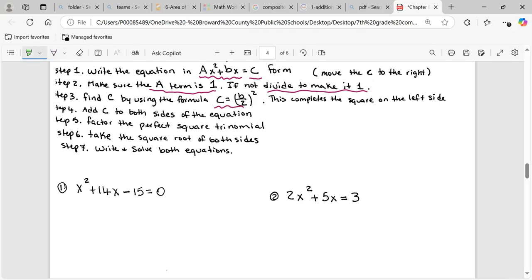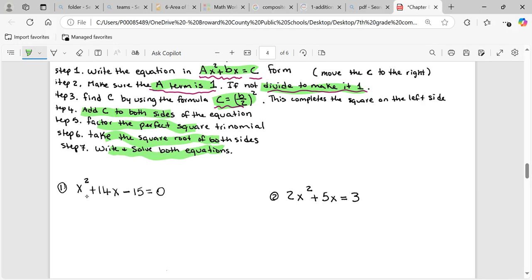c equals b divided by 2 squared. This will complete the square. Then we want to add c to both sides. We want to factor the trinomial and then take the square root on both sides and then write and solve both equations. So let's look at number 1.